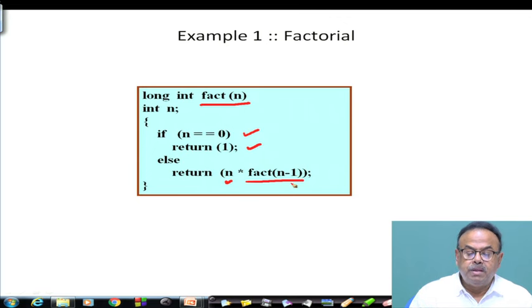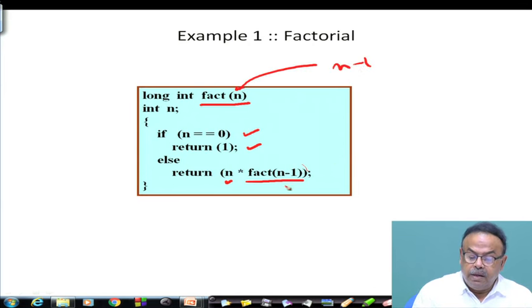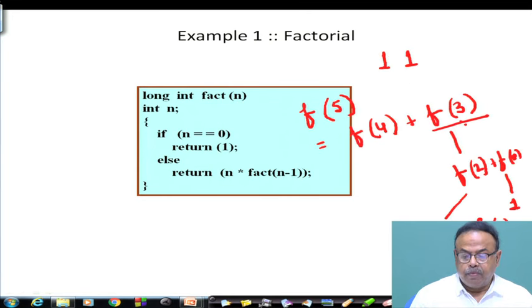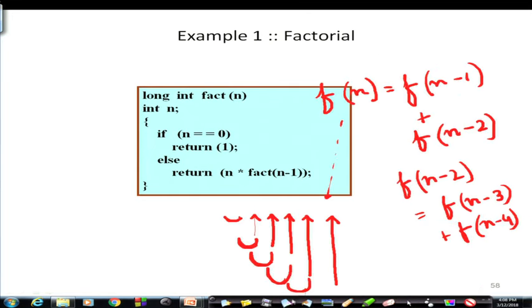How will this be executed? What will it return? While returning, it will again call this function. Again this function will start in the same way just by replacing n with n minus 1, and here it will come out with n minus 2. So, it will again be called with n minus 2 and so on and so forth, it will go on. All right.